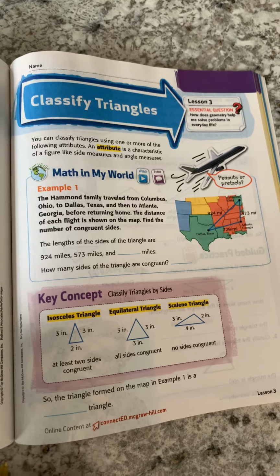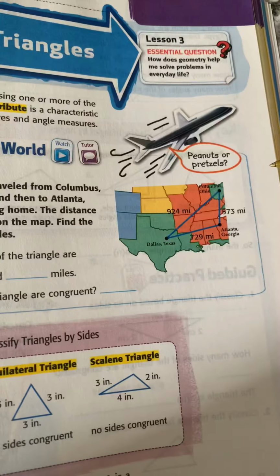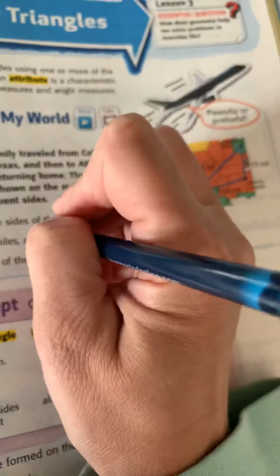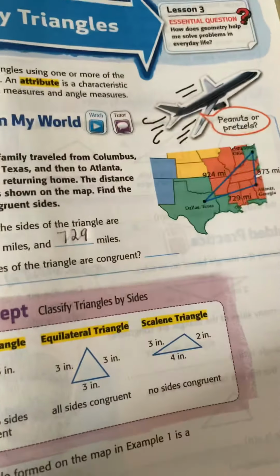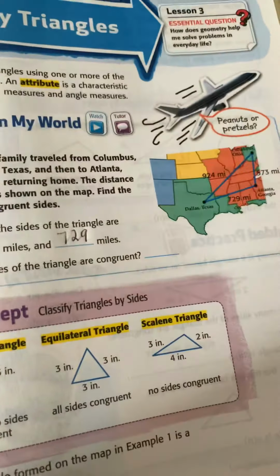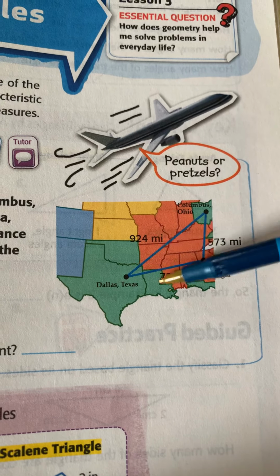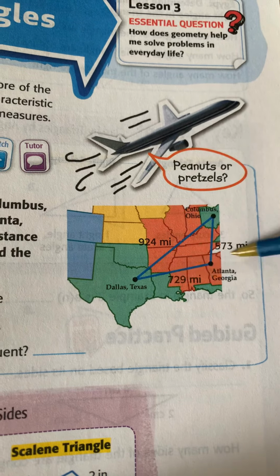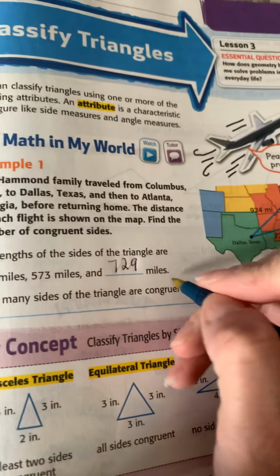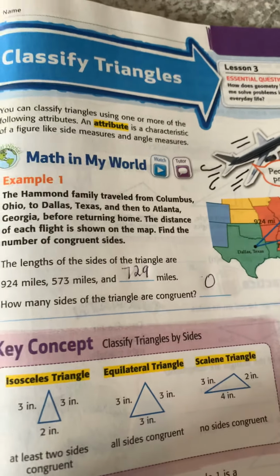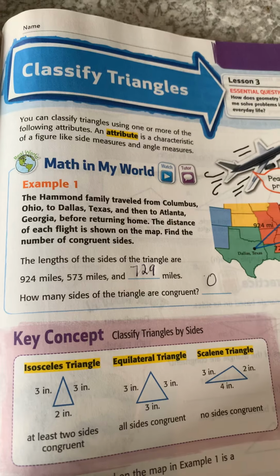So it says the lengths of the sides of the triangle are 924 miles, 573 miles, and blank miles. So the only one that was missing is 729 miles. So we can go ahead and write 729 miles. How many sides of the triangle are congruent? Well, if you take a look, these miles represent how long the sides are. And if you notice, none of them are the same number. So there are 0 congruent sides. Okay, so that is not a congruent triangle.